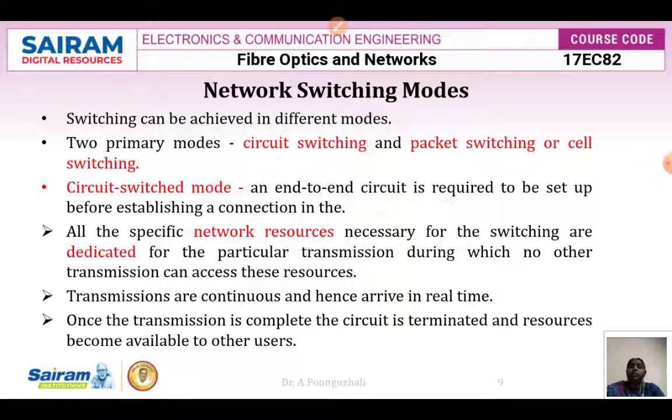Network switching modes. Switching can be achieved in different modes. Here we have two primary modes: one is circuit switching and the other is packet switching or cell switching. In circuit switch mode, as the name tells, an end-to-end circuit is required to be set up before establishing a connection.